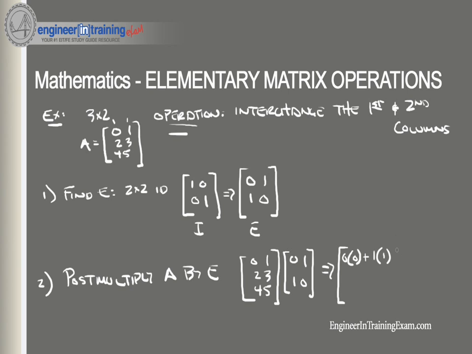And I'll let you guys carry out the remainder of the matrix multiplication. What you want to finish off with is a new matrix: 1, 0, 3, 2, 5, 4. So that's our new matrix, and that's how we performed it. We just interchanged the first and second columns of matrix A to get that new matrix, and you can confirm that real quick by just visualizing our original matrix A.